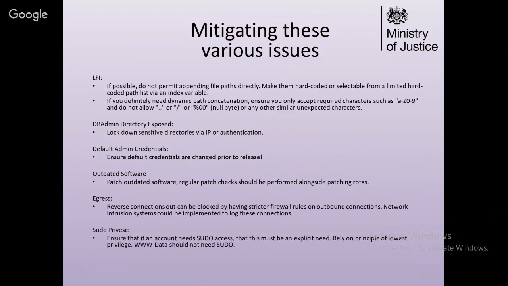Again, so we now found the outdated software, the PHP shell. So we need to patch that outdated software because there's a publicly known vulnerability for it. It needs patching, and it should be part of your regular patch checks that get performed alongside patching rotas and deployments. So to stop reverse connections coming back, we should have stricter firewall rules on outbound connections. Network intrusion systems should be implemented to log these connections and potentially stop them as they go.